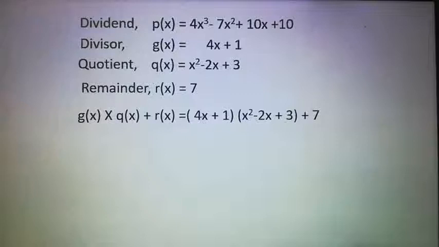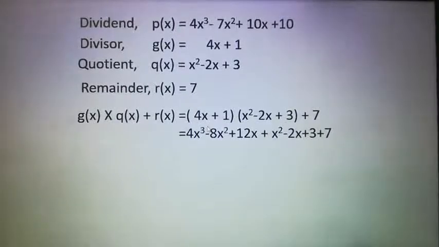So open the bracket. 4x into x square, 4x cube, then 4x into minus 2x, minus 8x square, 4x into 3, 12x. Then with the 1, you have to multiply: 1 into x square, 1 into negative 2x, minus 2x, 1 into 3, 3, plus the remainder 7.